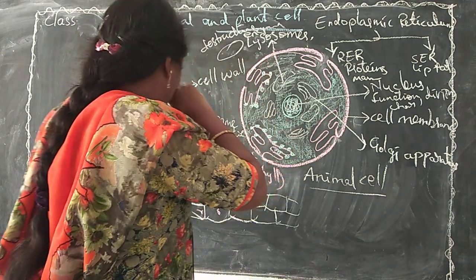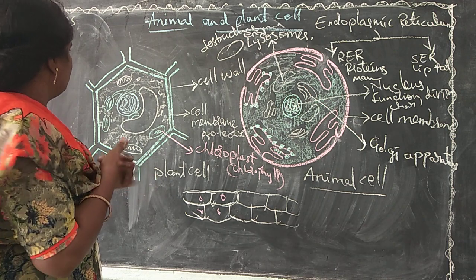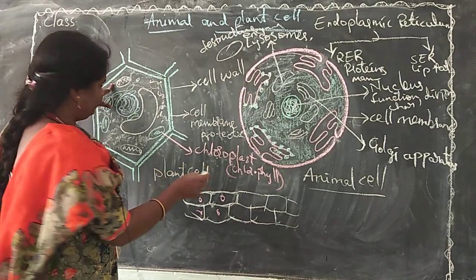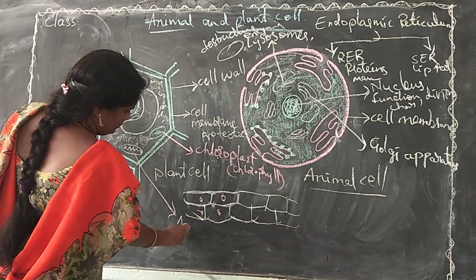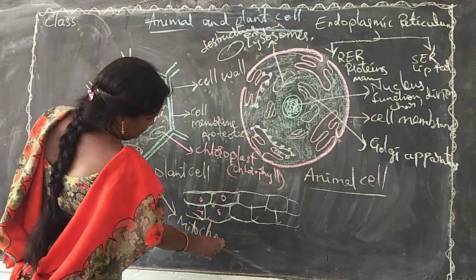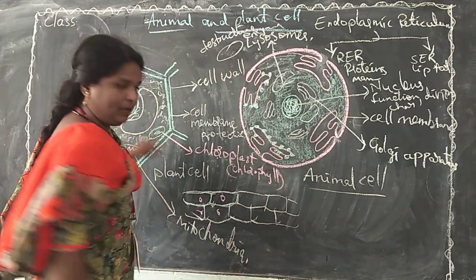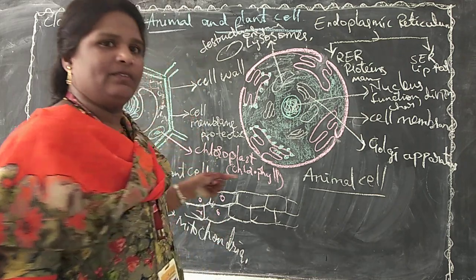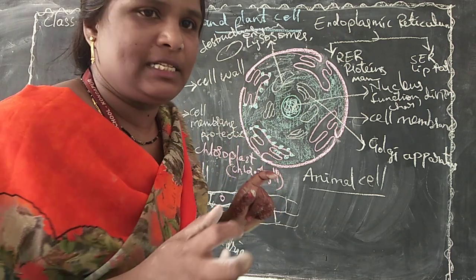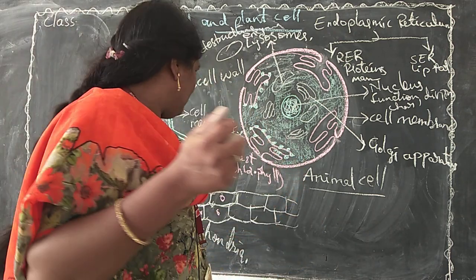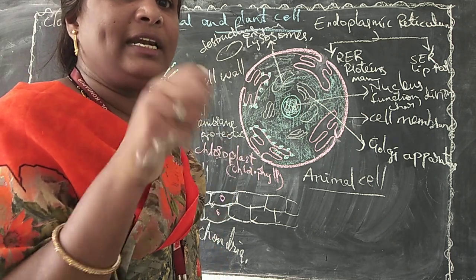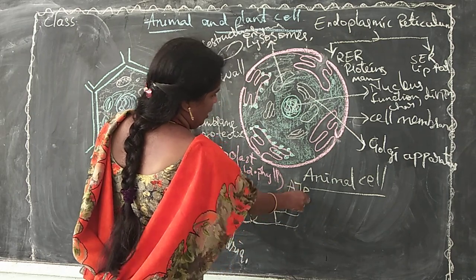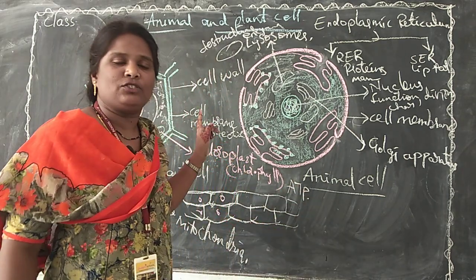Now another cell organelle is the mitochondria. What is the role of the mitochondria? With the help of protein, some energy is released. That energy is stored in the mitochondria in the form of adenosine triphosphate, ATP. This energy is stored in the mitochondria.